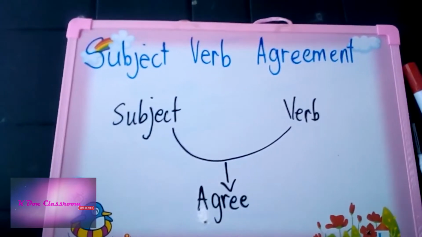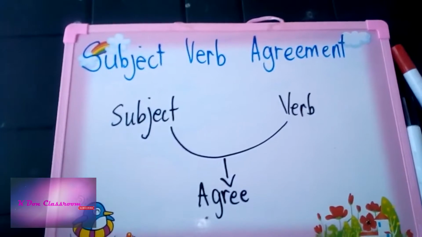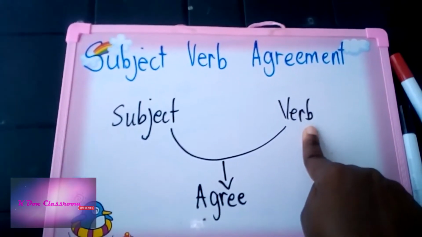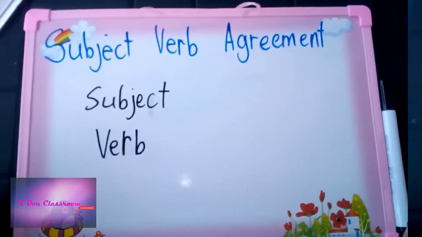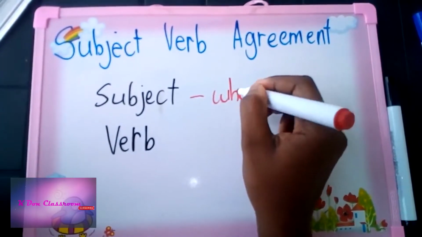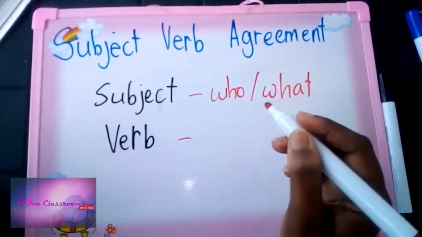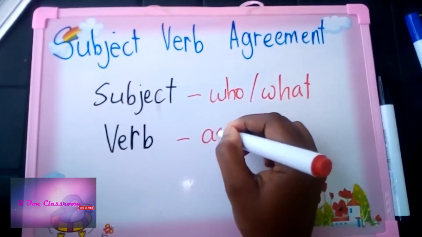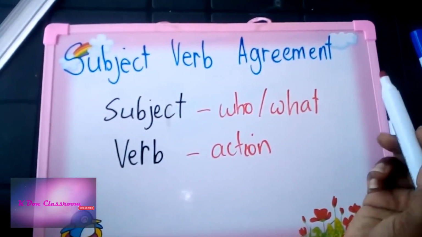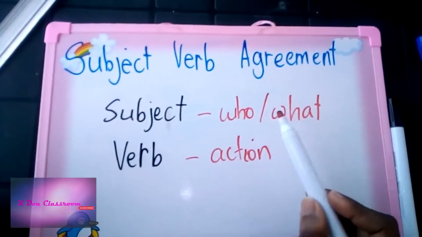All right. Now, before we find out how they agree with each other, let us find out a little about subject and verb. Now, the subject of a sentence is basically who or what the sentence is talking about, and the verb tells us about the action or what is being done in the sentence. All right, so subject: who or what it is talking about, and the verb is the action.